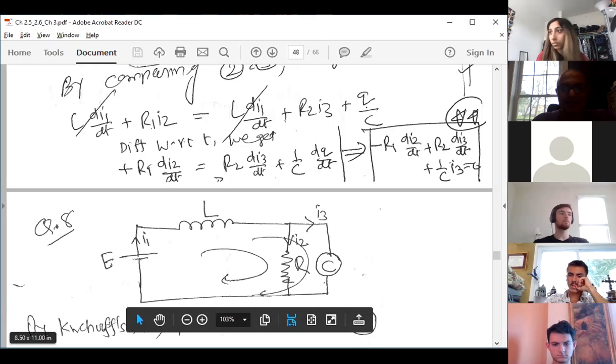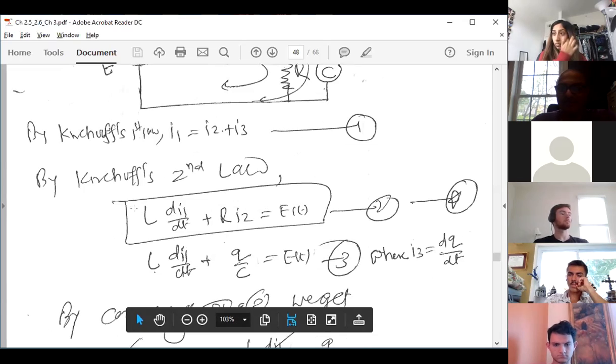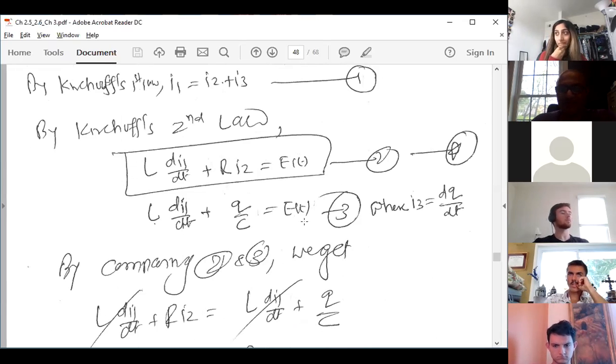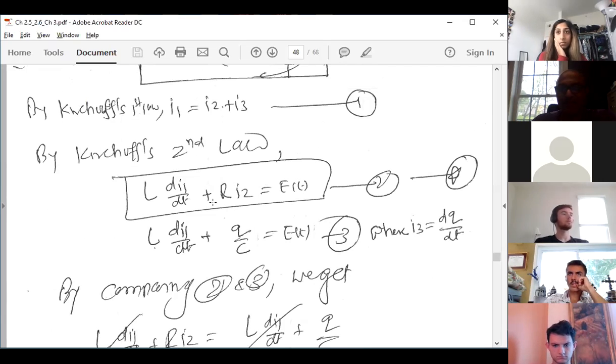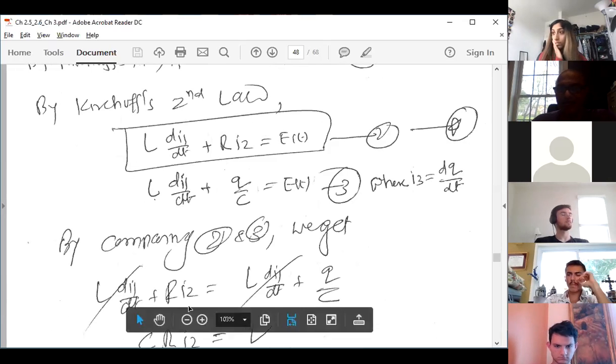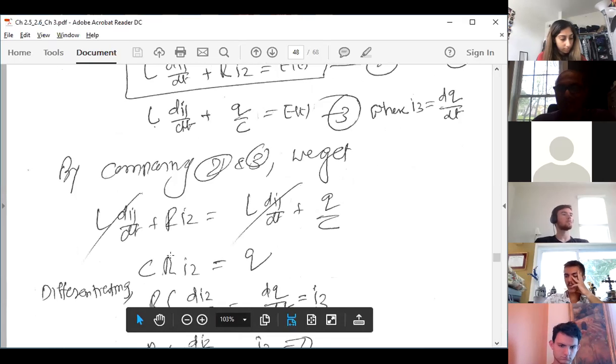Same technique, guys. Look at here. This is the block box which you're looking for, first equation. Comparing 2 and 3 so that you can remove this part. I just compared because E(t) and E(t) are same on the right side. So this will get cancelled out. RI2 equal to Q/C. Right? But I want C times R, so let me take this to the other side. So C times R, I2 equal to Q.